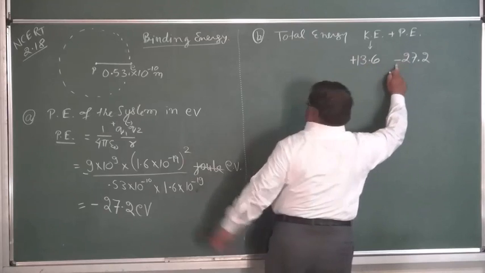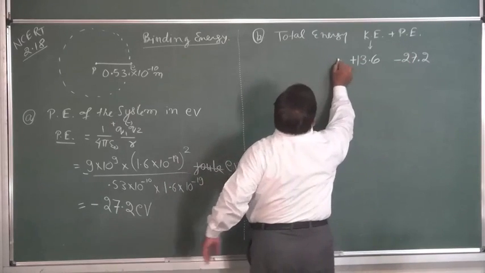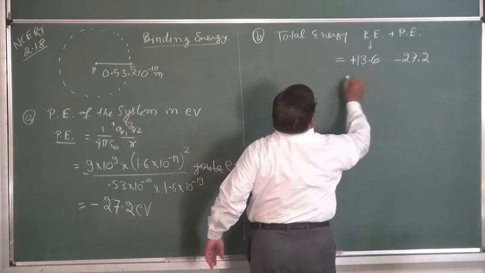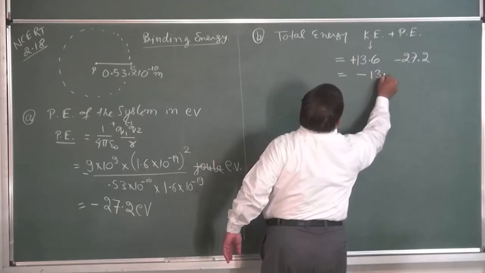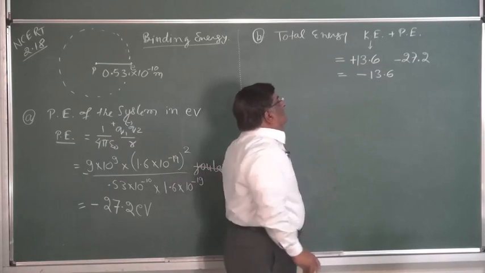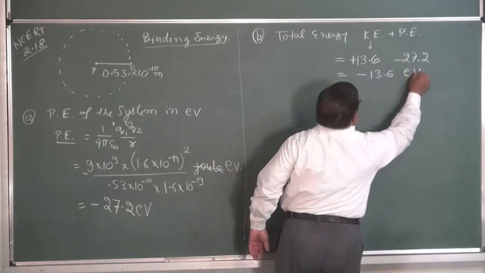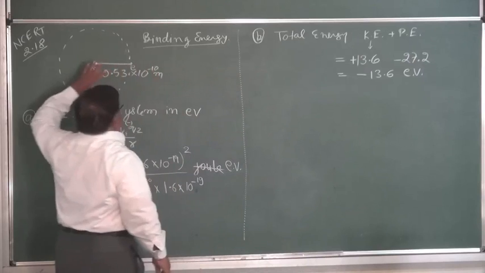And potential energy is negative, 27.2. So how much is the total energy? So the answer is total energy is minus 13.6. This is the total energy. And what is the unit? Electron volt. Now this is the energy with the proton.